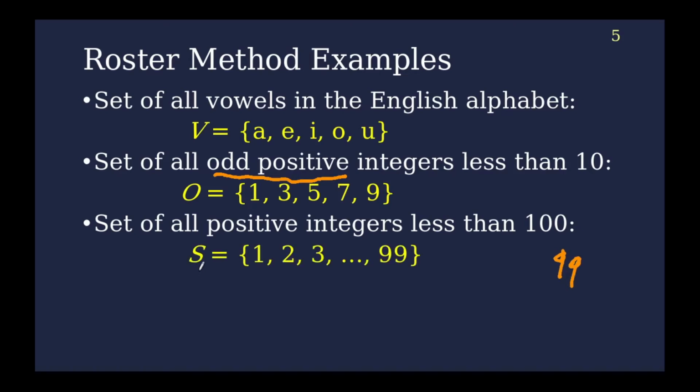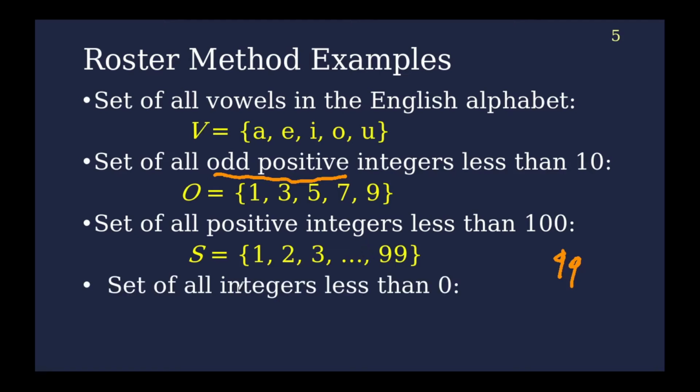See here how we have described this set as S equals to 1, 2, 3, then 3 dots. It indicates that the pattern will continue. That means every number is incremented by 1. So this pattern will continue up to 99.